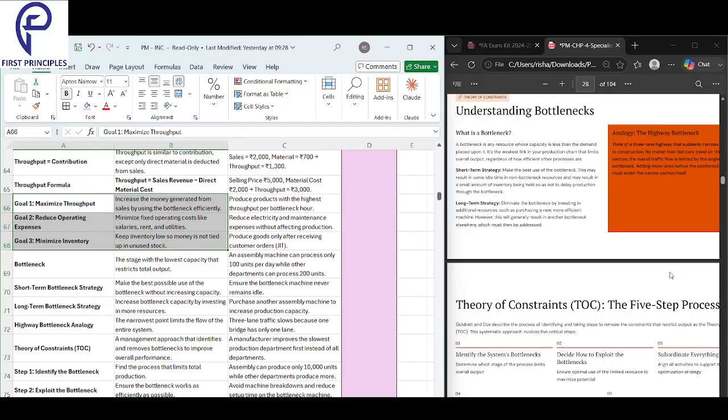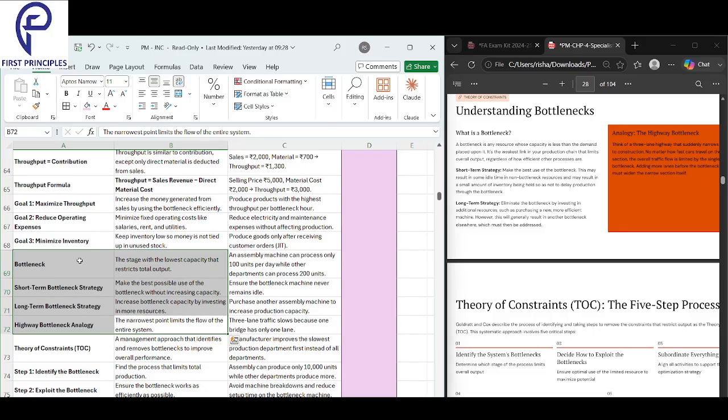What do we really mean by bottlenecks here, and what are the bottleneck strategies? Firstly, it is the stage with the lowest capacity that restricts the total output. An assembly machine can process only 100 units per day, while other departments can process 200 units. So what is your throughput over here? The bottleneck is your limitation, the stage with the lowest capacity that restricts the total output.